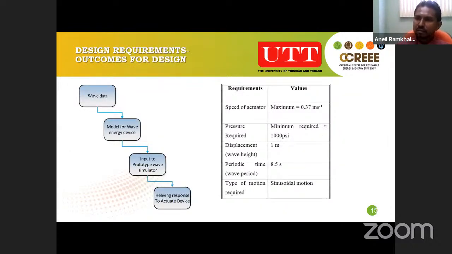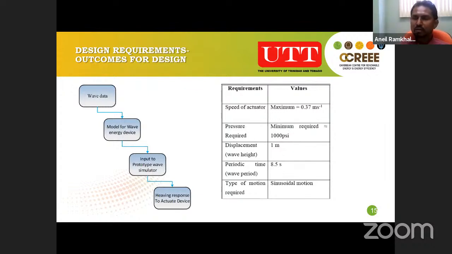So, our design requirements. We got wave data from the southeastern coast, from a company called Coastal Dynamics, and this was off the coast of Guayari. We looked at the average wave height and associated periods that would be fed to the model and then into the prototype to replicate that heaving motion. We determined the speed of the actuator and the forces required.